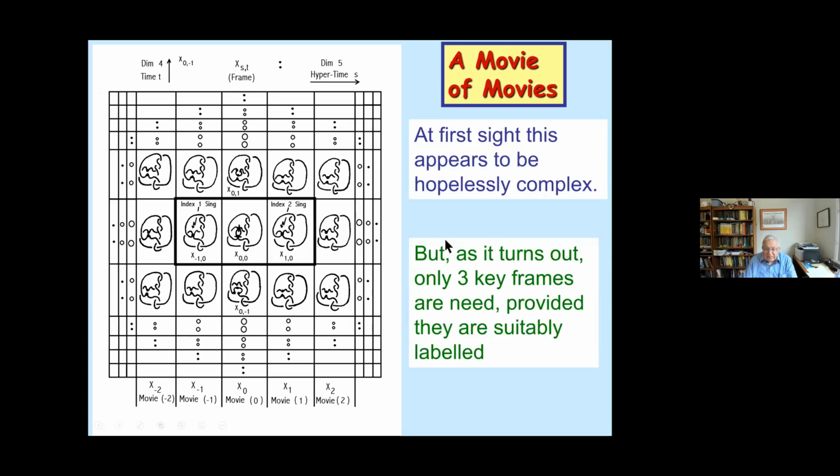As it turns out, only three key frames are needed in this movie of movies, provided they're suitably labeled, and I've highlighted them here. This is most amazing. We can represent a three-dimensional object in five-dimensional space with three labeled frames in our movie of movies. Let's take a look at this a little bit.